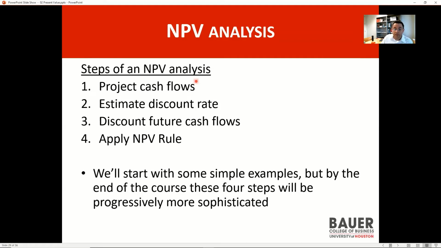The first part of any NPV analysis is to project the cash flows. Today, I've just been giving you the cash flows right away, but later on, I'll give you, say, accounting information, and then you'll have to figure out the cash flows. The second part is to make sure you know the discount rate. Again, today, I'm just giving you the discount rate, but later on, after the first midterm or so, I'll have you estimate that. Once you have the cash flows and the discount rate, then we're in class 1 of this semester. You just discount those cash flows, and then you apply the NPV rule.